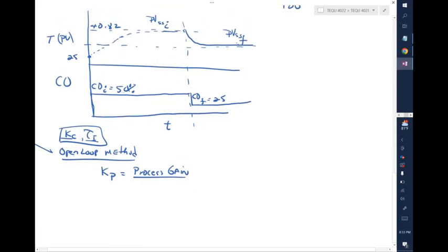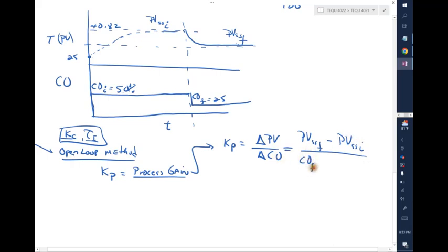Now, to calculate that, what we have to do right here is that Kp by definition is going to be the change in PV over the change in CO. So basically that's what we have here, two well-defined steady states based on two well-defined CO biases. So with that said, what we're going to do is PV SS final minus PV SS initial, that's delta, over CO final minus CO initial. That will give us Kp.